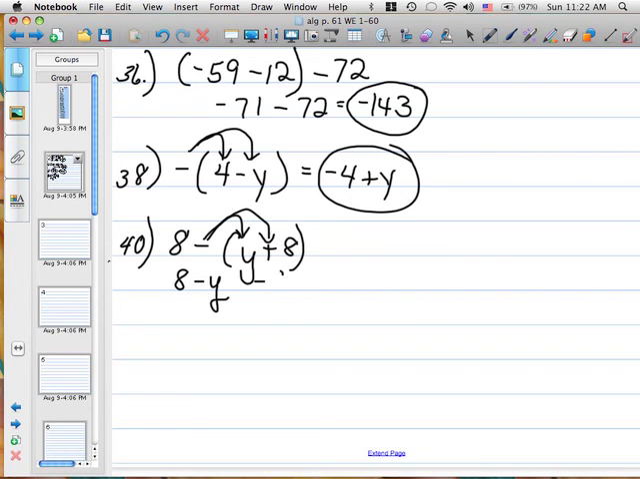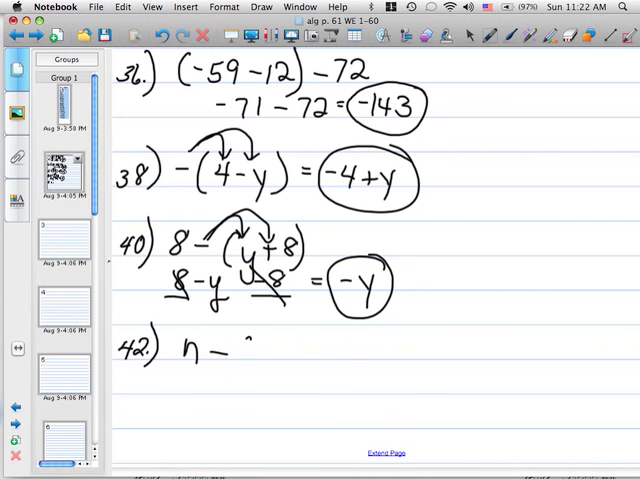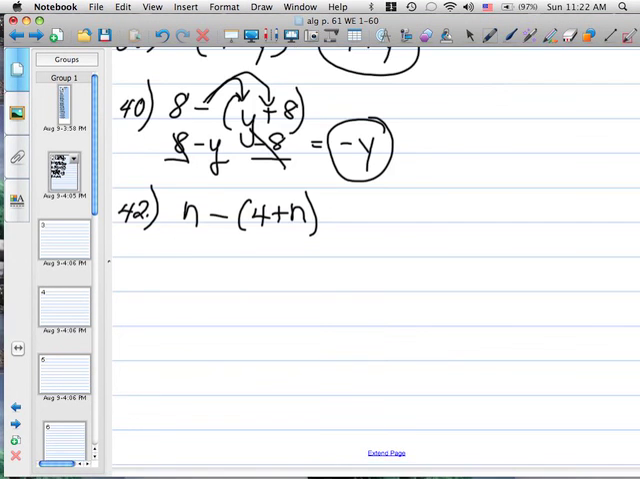Problem 38, copy it down. It says the opposite of 4 minus y. So everything inside I take the opposite of. So that equals negative 4. The opposite of negative y, or opposite of y, is plus y. You can treat them as signs, the negative times a negative, or the opposite of a negative.